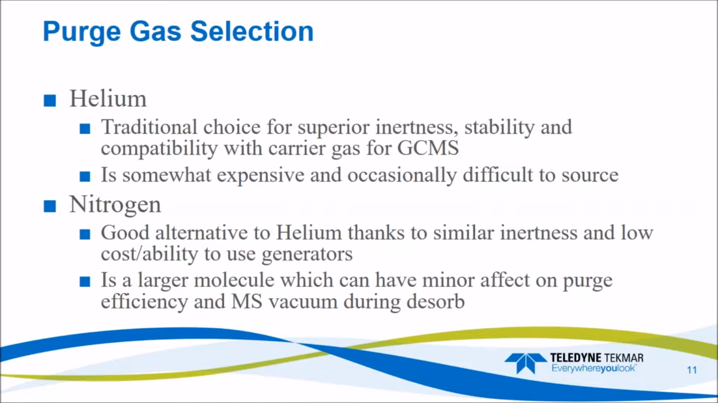Because nitrogen is a large molecule, it goes through the GC column first and fast, which can occasionally have a minor effect on the purge efficiency and the MS vacuum during desorb and pump down. But it often provides more than adequate purge efficiency for compounds of interest under standard EPA parameters.